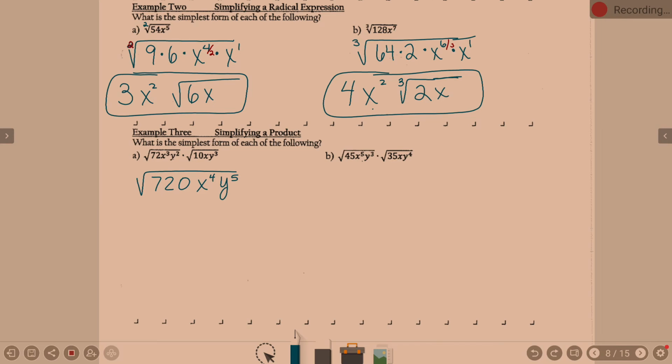Now, you've multiplied. But the key is they ask us for the simplest form. So now we're going back up to what we did up above, and we're going to simplify. So my question to you is, is 720 a perfect square? And here's how you check.